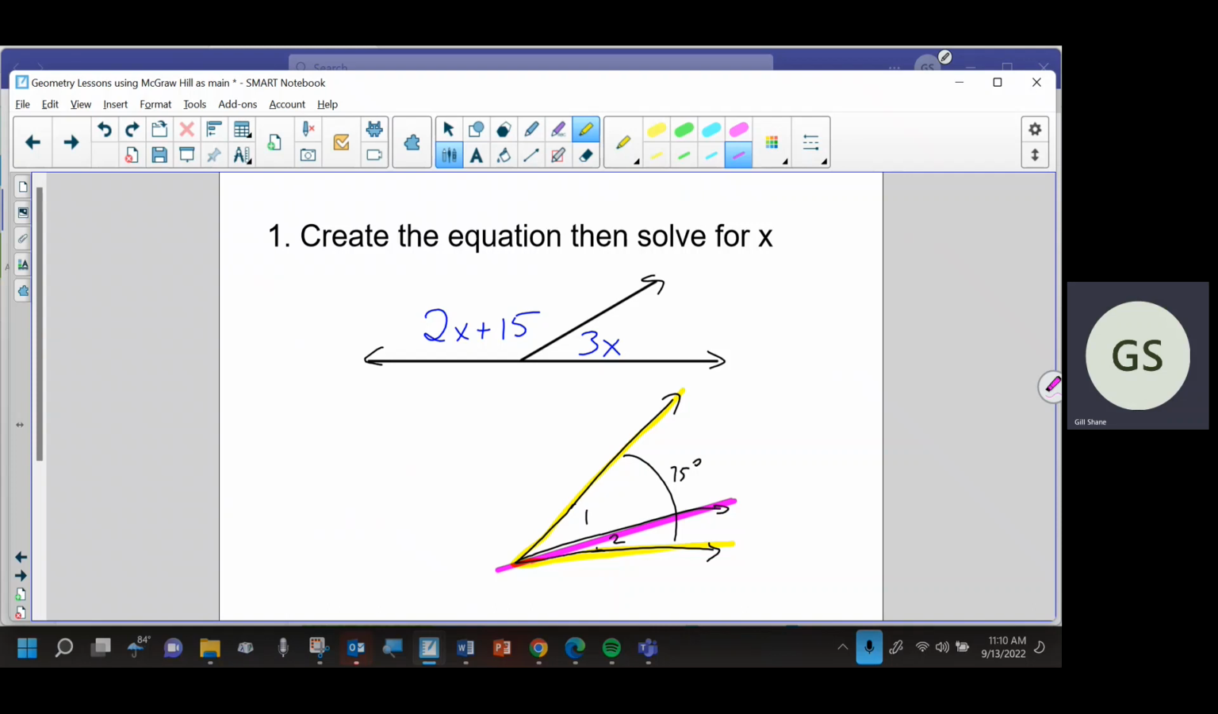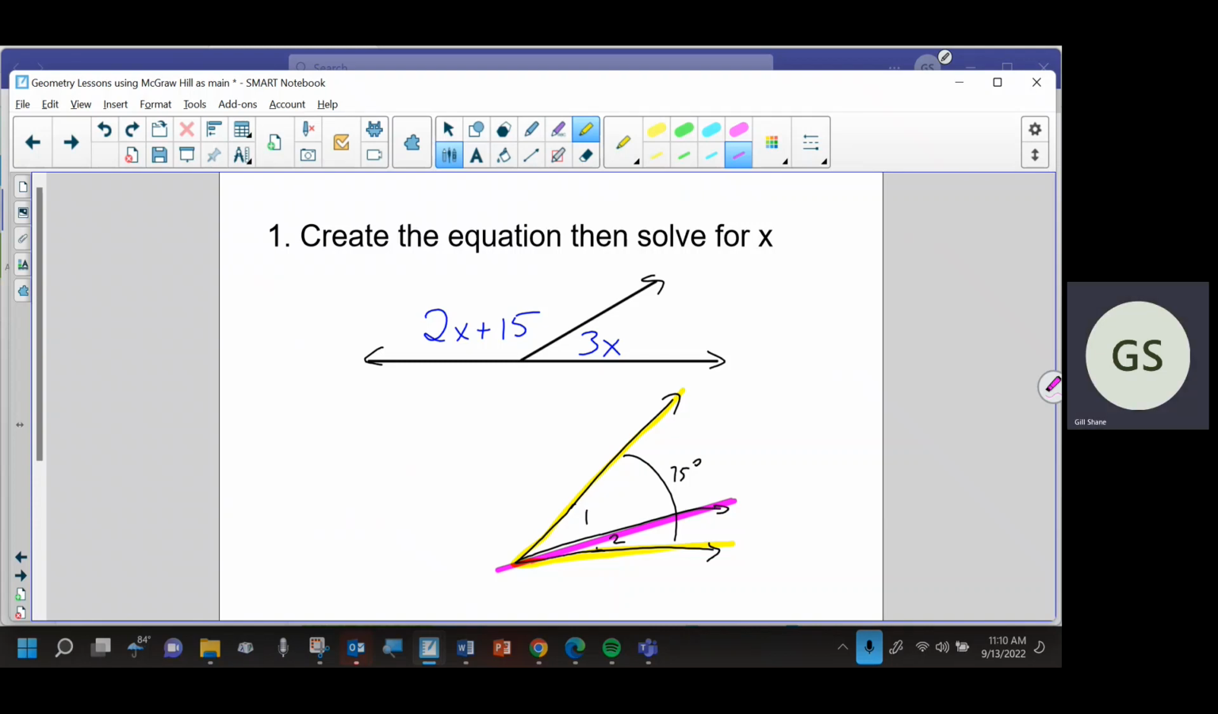Yeah, it's the same thing we did in line segments. If I take a big angle, which is a 75-degree angle, that's what I'm telling you here. The big angle is 75 degrees. If I split it into two, here's my original big angle.